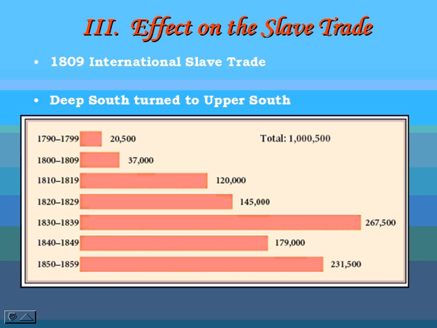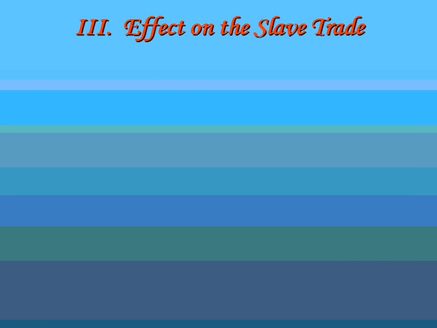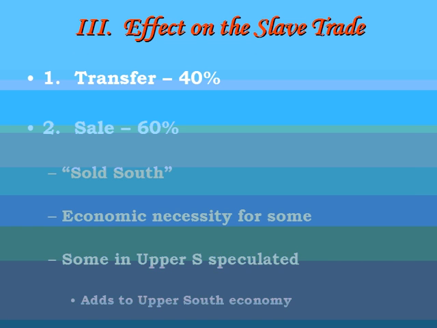So this is a chart from your book, and what it shows is the numbers of slaves per year that were sold from the Upper South, which would be states like Virginia, Maryland, Delaware. And these are sold to the Deep South states like Alabama, Mississippi. So from about 1790 to 1860, you're talking about 1 million slaves being moved from the Upper South to the Deep South.